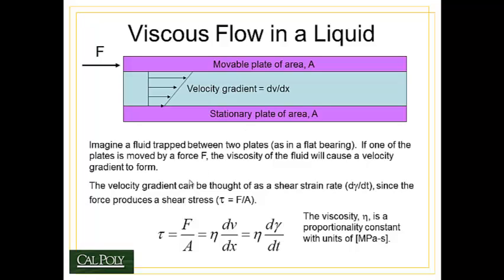The velocity gradient can be thought of as a shear strain rate, dγ/dt. Since the force produces a shear stress, we can give the following equation. The shear stress acting on the fluid is equal to the force over the area, which is equal to the viscosity η times dV/dx, which is also equal to η times dγ/dt, or the shear strain rate.